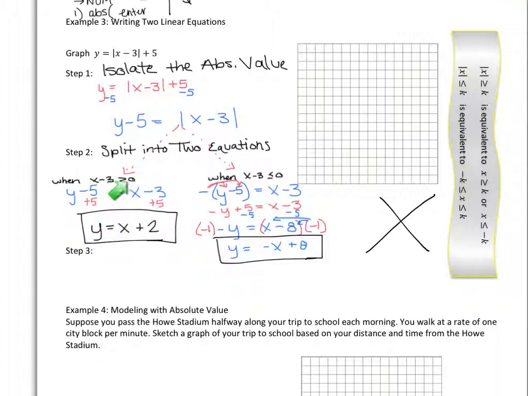So what's particular about these is that this one only works for when x minus 3 is greater than or equal to 0. This is our domain. And we need to get x by itself. So if we add 3 to the other side, we get that y equals x plus 2 only works when x is greater than or equal to 3. All right. So let me go ahead and graph that.